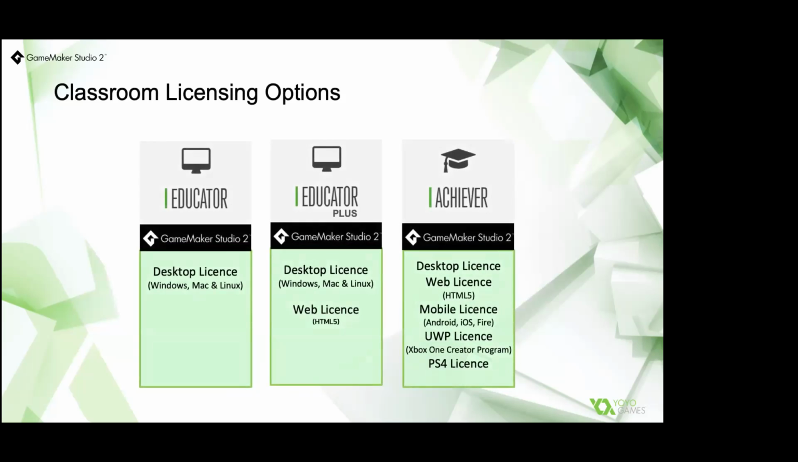We have 3 types of license available, and these can be purchased through Studica. There's Educator, which has our desktop licenses, which is Windows, Mac, and Linux. Educator Plus, which is desktop plus web, which is HTML5 export. And then Achiever, which is desktop and web, and also includes mobile, which is Android, iOS, UWP, and PlayStation 4. There are 1- and 2-year options. These seats are concurrent use licenses, so they can be used for multiple classes.